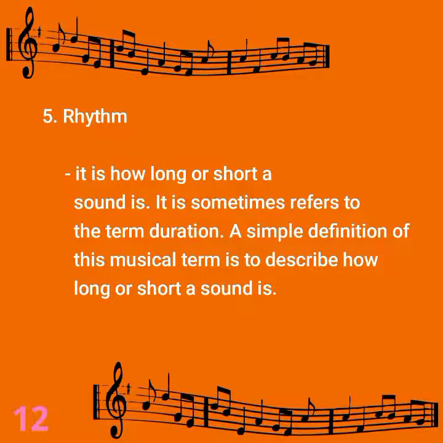Number 5. Rhythm. It is how long or short a sound is. It sometimes refers to the term duration. A simple definition of this musical term is to describe how long or short a sound is. This means describing the notes of any given instrument in a piece of music as mainly long or sustained or short. Within this musical element, other terms are included. Tempo, for example, refers to the speed or pace of music. The term meter refers to the type of time signature used in the music.